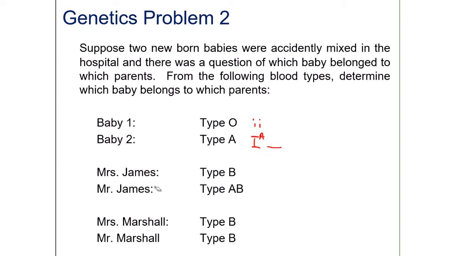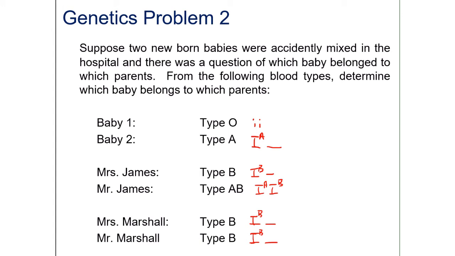Let's take a look at Mrs. James and Mr. James. Mrs. James is type B, so she's IB something. Mr. James is IA IB. And for the Marshalls, they are type B, so IB something. Again, we don't know if they're IB IB or IB small i. We got to think about it.